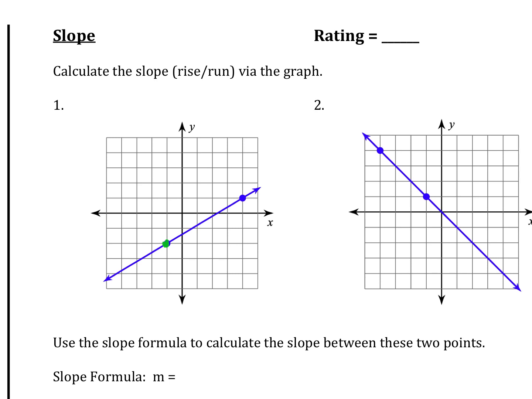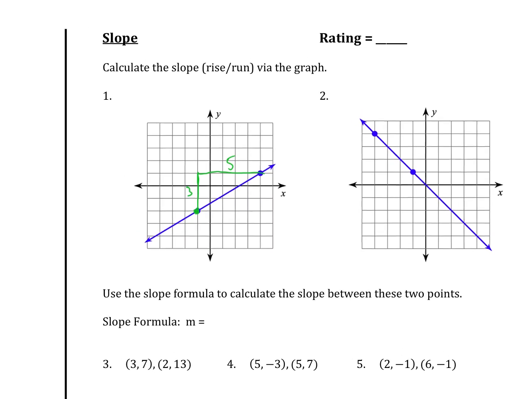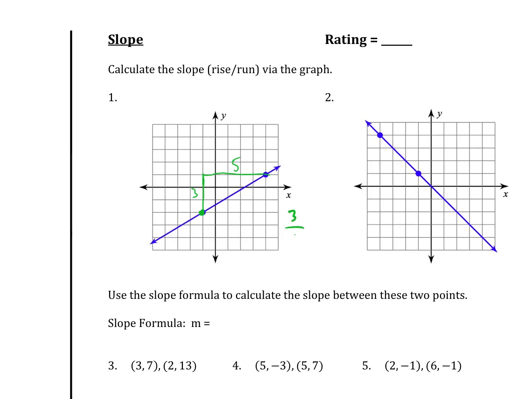So to get to the right-hand point, we're going to go up or down. We're going to go up how many? We went up 3. So if we go up 3, is that positive 3 or a negative 3? It's going to be positive 3. And how far to the right do we go? 1, 2, 3, 4, 5. Yep. Up 3, right 5. So what's our rise over run going to be for this one? It's going to be 3 over 5.